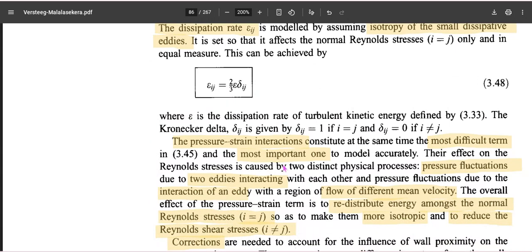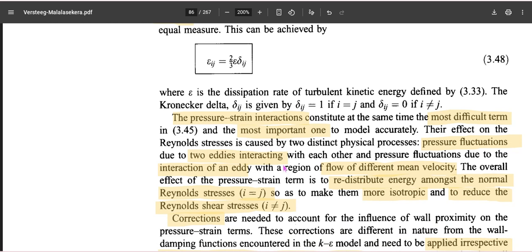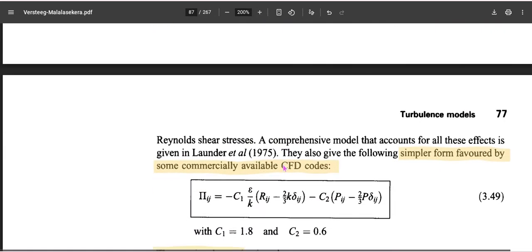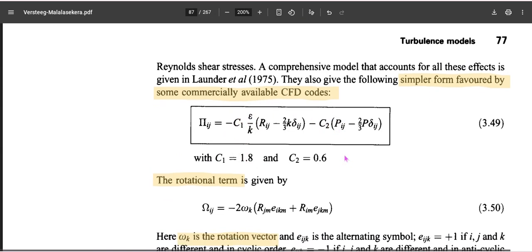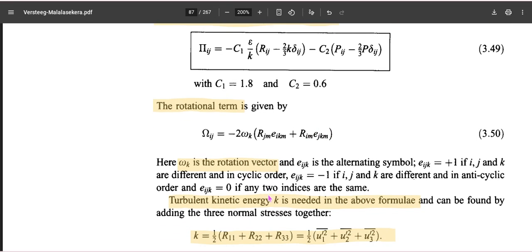The pressure-strain term is a peculiar term that appears in these stress equations because of the pressure fluctuation. The eddies interact with each other, and there is also some difference in the mean velocities. Because of that, pressure variations occur, and these interactions between the eddies cause this additional term. The pressure-strain relation can be modeled using expression 3.49, and the rotational terms using 3.50. Using these relations, we can model each Reynolds stress.